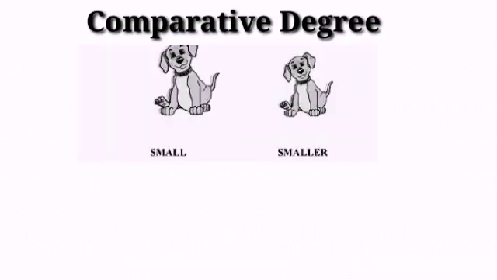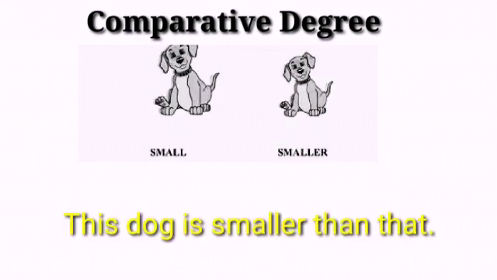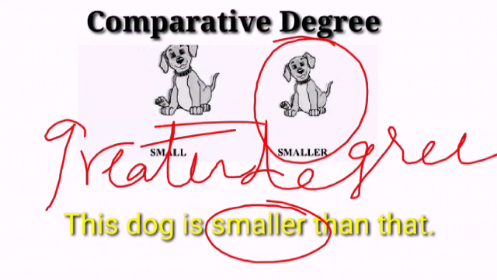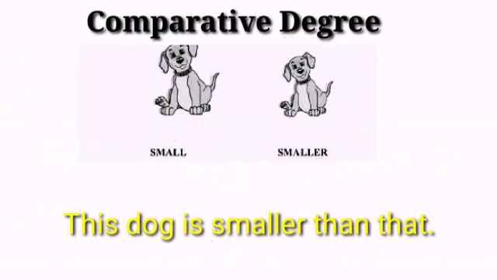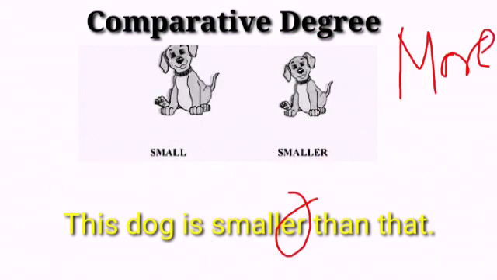Comparative degree normally compares two nouns and shows which noun has the greater degree of quality. Again, we can take the example of dogs and we can see that here two dogs are there and we can compare them with the same adjective, like this dog is smaller than that. Here we can see that two dogs have been compared and the second dog has the greater degree of quality. So in this degree we use more or we add er to the adjective.